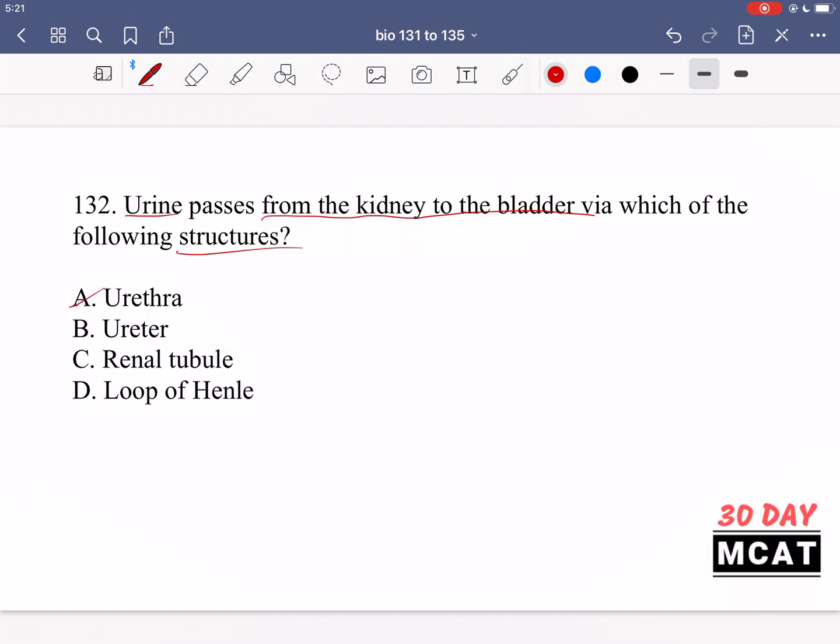But we're talking about what brings urine from the kidney to the bladder to be stored in the first place. That is a ureter. That tube called the ureter. Urethra is the one that goes to the outside.